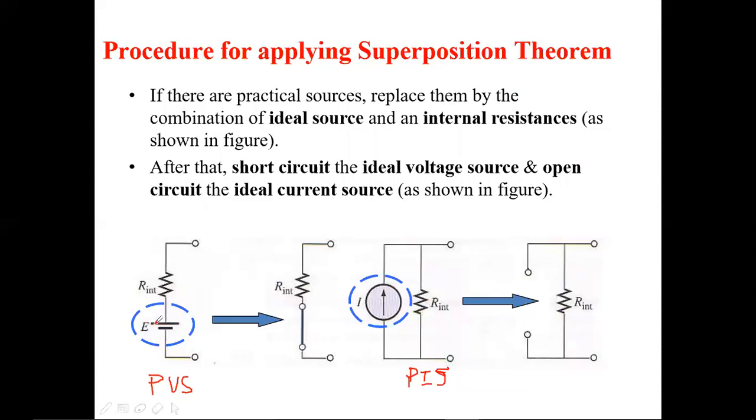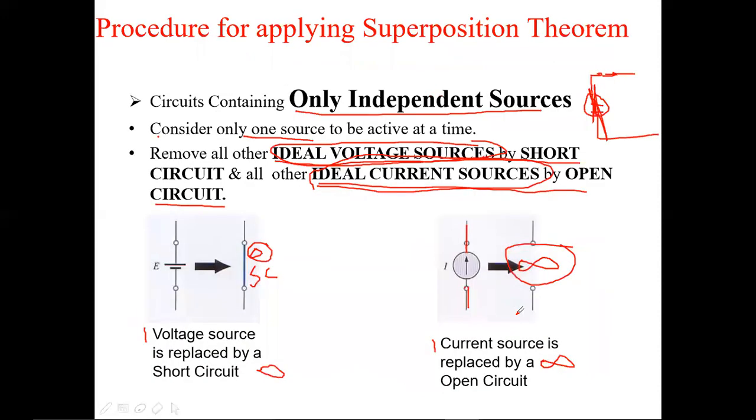In this technique, while making only one active source to be considered, you should replace this voltage source with the internal resistance 0, and you replace this current source with the internal resistance of infinity. These are the rules, or you can call it a procedure. So this is not the problem. Till now, we are discussing the rules. We will discuss problems further. Don't worry, but you should remember these rules. Please kindly concentrate here.